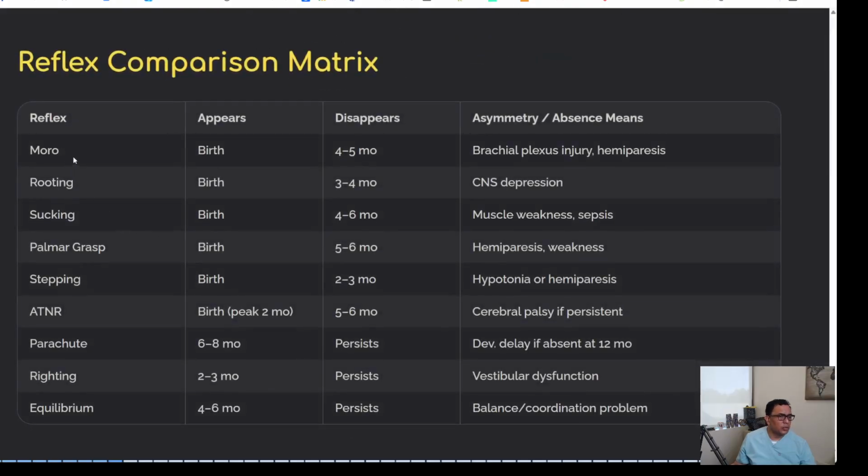So again, looking at it in a different way, you want to review this chart, and most of the questions asked possibly can be answered by just mastering this chart. I recommend you view this a couple of times. It will help you if there is a problem, what do you need to think about? For example, ATNR, if it is persistent, then you think about cerebral palsy, okay, and other things. Hope that you can view this.